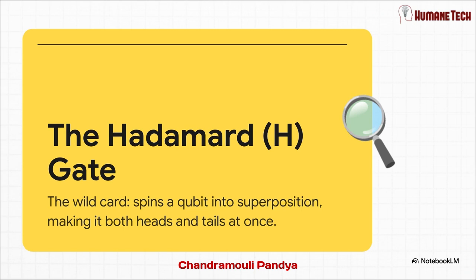And next up, we have the Hadamard gate, or H gate. Now, folks, this is our wild card. This is where the real quantum magic starts to happen. The H gate takes a definite state, like 0, and puts it into a perfect superposition, a state of being both 0 and 1 at the very same time. Just imagine a spinning coin caught perfectly on its edge, being both heads and tails at once. That's what we're talking about.